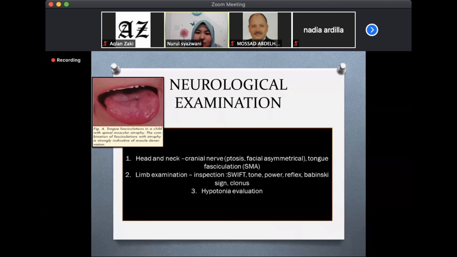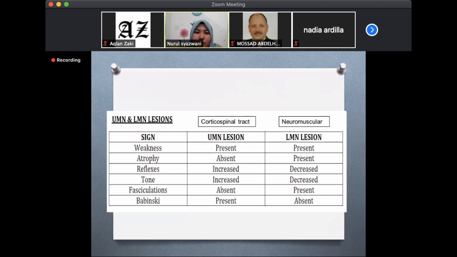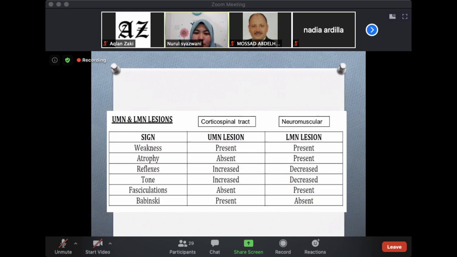Okay, for neurological examination, we need to check from head to toe. Head and neck: we check the cranial nerves, for ptosis or facial asymmetry, and tongue fasciculation, which suggests spinal muscular atrophy. Then limb examination: we inspect for any scar, wasting, fasciculation, and tremor. Tone, power, reflex: we may find hypotonia, hyporeflexia, areflexia. We also need to do hypotonia evaluation. We already learned how to differentiate between upper motor neuron lesions and lower motor neuron lesions. Lower motor neuron lesions have hyporeflexia and hypotonia, and the presence of fasciculation. However, the Babinski is negative.